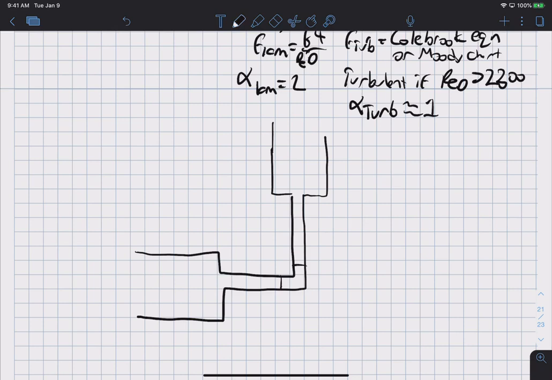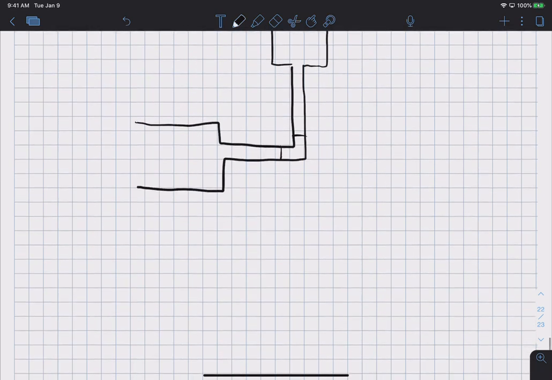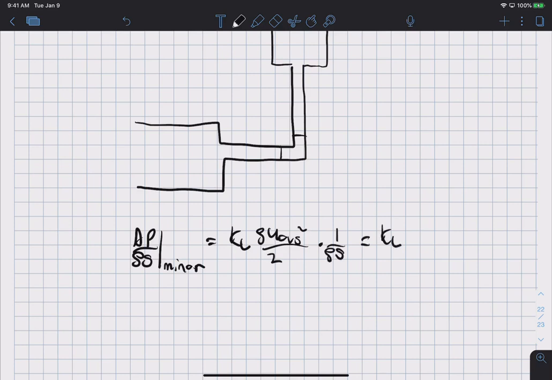And now for the minor losses, delta P over rho g minor equals the loss coefficient for a particular component times rho U averaged squared over 2 times 1 over rho g, and that equals the loss coefficient times the average velocity squared over 2g. Okay?